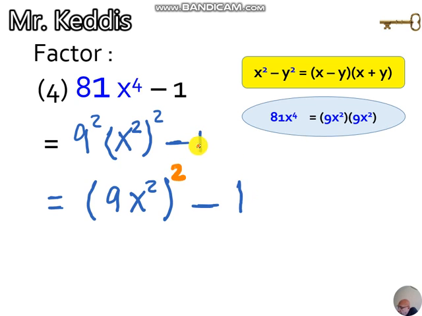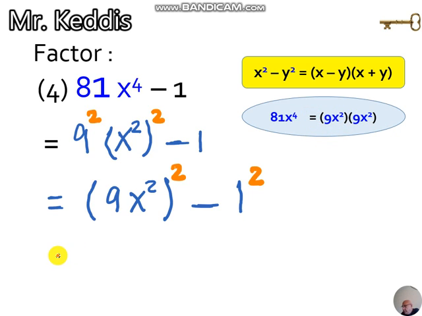And 1 means 1 times 1. I write 1 as 1 squared. Because 2 times 2, I get 4. And here 9 squared. I can write this as 9 times x squared quantity squared. Because 9x squared times 9x squared, I get 9 times 9, 81, x to the power of 4. I add 2 plus 2 equals 4.